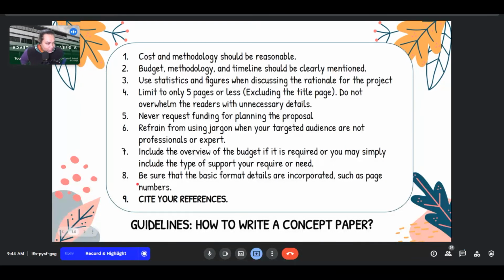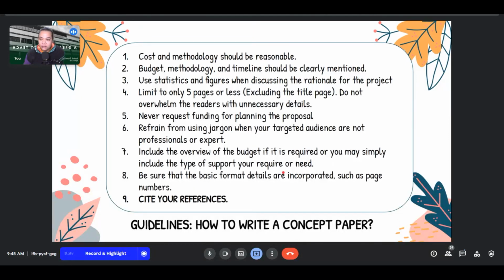Next, number 8. Be sure that the basic format details are incorporated, such as page number. Of course, for clarity rin. Something nangyayari rin sa amin sa defense, minsan sasabihin ng researcher, if you look at page 3. Ma'am, if you look at page 24, saglit lang ha, magbibilang lang ako 1, 2, 3, 4, kasi wala silang page number. Page number, part titles, don't forget those when you are writing your concept paper.